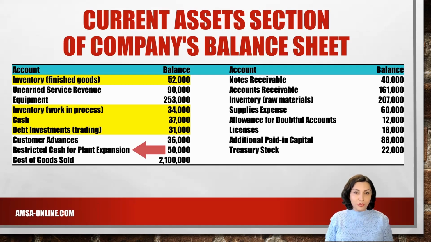Restricted cash for planned expansion is a long-term asset. However, it is common to report total cash and subtract the restricted cash on a separate line. Restricted cash is a designation placed on a certain amount of cash by the board of directors. This restriction is intended to keep those funds from being used for the general operating activities of the company.